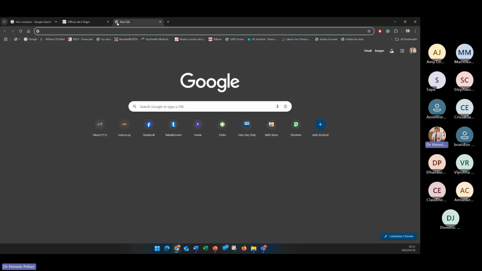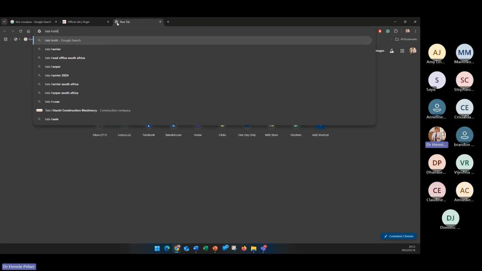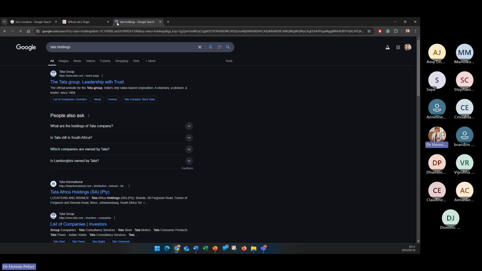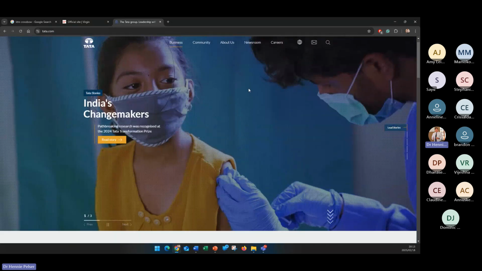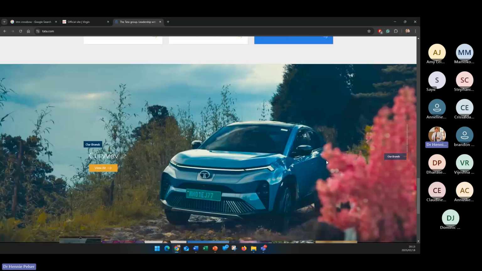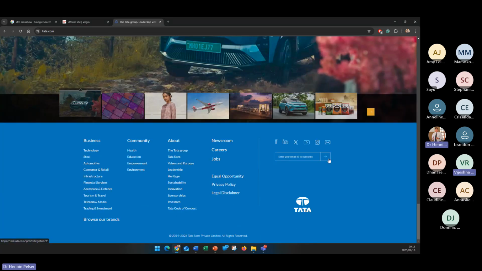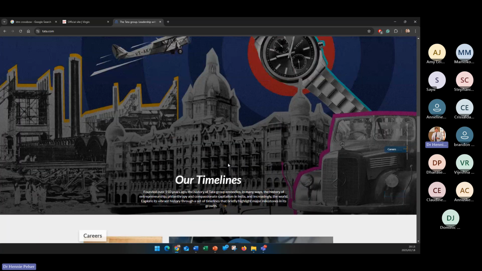Another company, and a lot of people are surprised by this, is Tata Holdings, also a heck of a diversified company. So if we look at Tata, hopefully we can find the different brands. Not sure that we will. Hold on. Let me just go down to the bottom. So here are their different businesses: technology, steel, automotive, consumer, and more. So again, a highly diversified company.